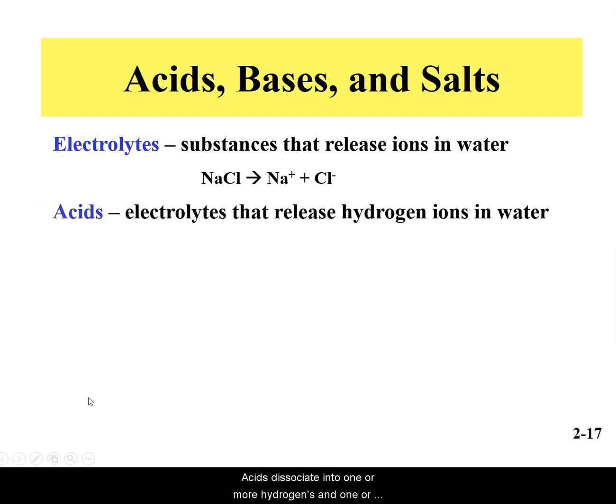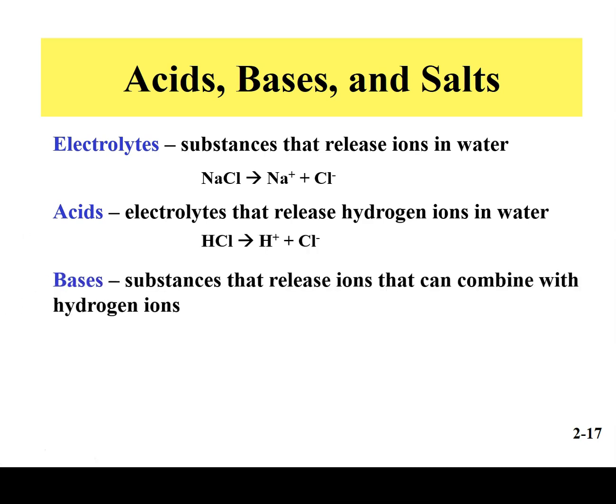Acids dissociate into one or more hydrogens and one or more anions. These are electrolytes that release hydrogen in water. Bases bind with hydrogen when dissociated in water. Some dissociate into cations.